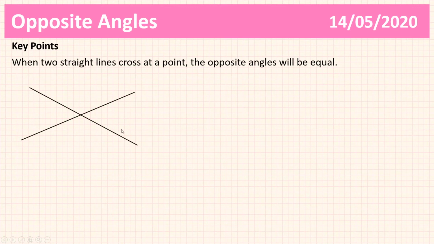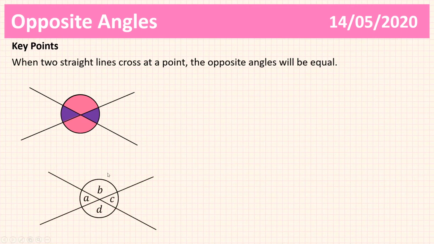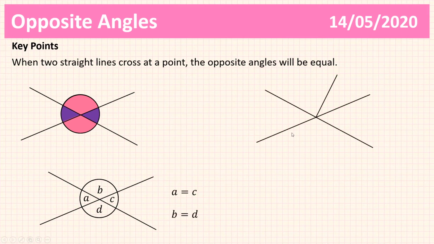So here's my straight lines that intersect, and I can see that the pink angles are going to be equal and the purple angles are going to be equal, and I can use that through letters as well. I can say, well, A and C are equal and B and D are equal. Now have a look at this diagram. What could we do to help us figure out which angles are equal in this diagram?